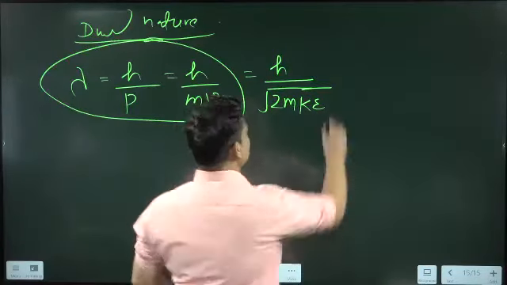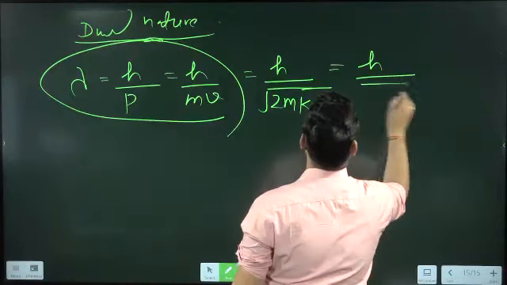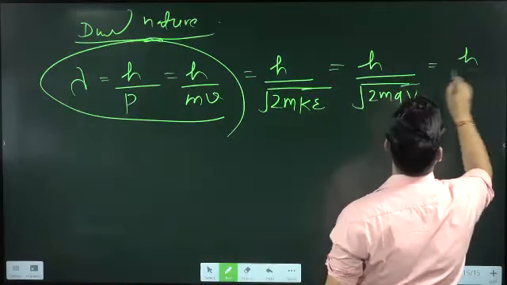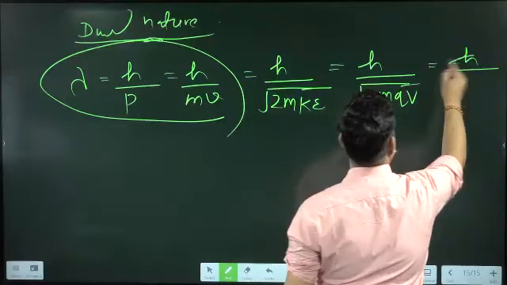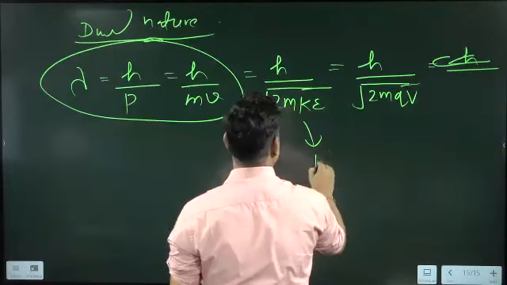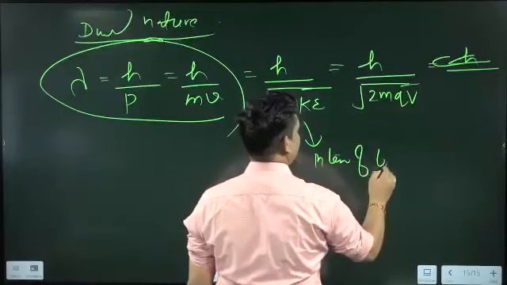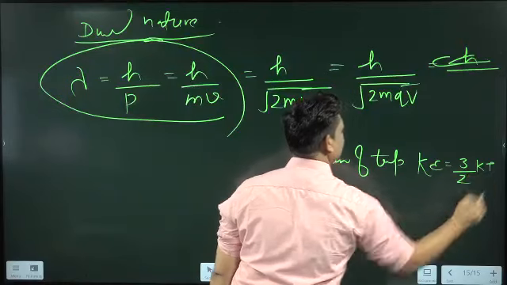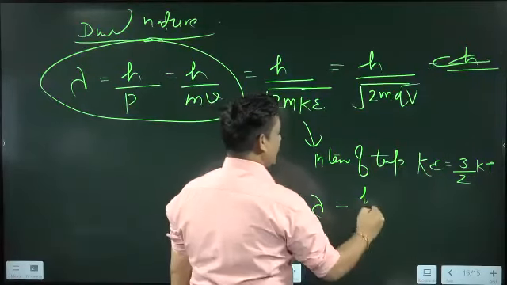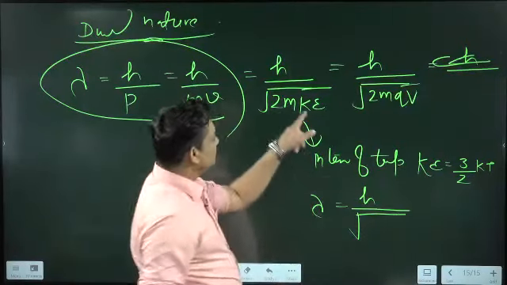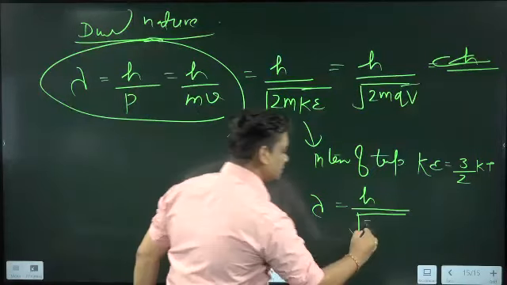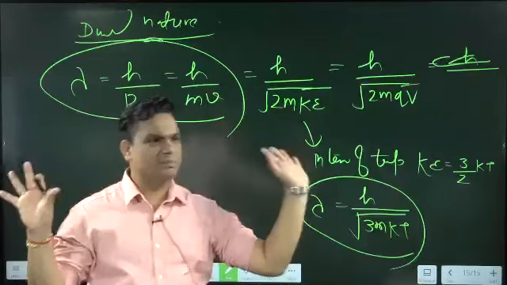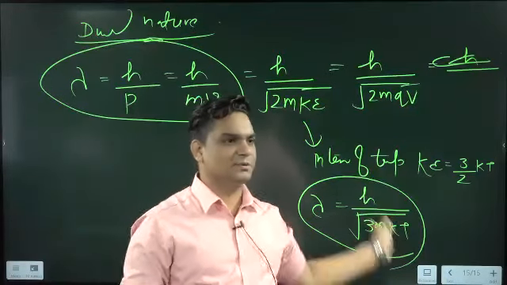Yes. We can write in terms of potential, H by root of 2MQV. In terms of temperature, everyone knows kinetic energy equal to 3 by 2 KT. So we can write here, lambda becomes H by root of, if you put here 3 by 2, the 2 cancelled, 3MKT. These are the main formulas here. I think we can remember all the formulas. You remember, there is no choice. This is the last moment.